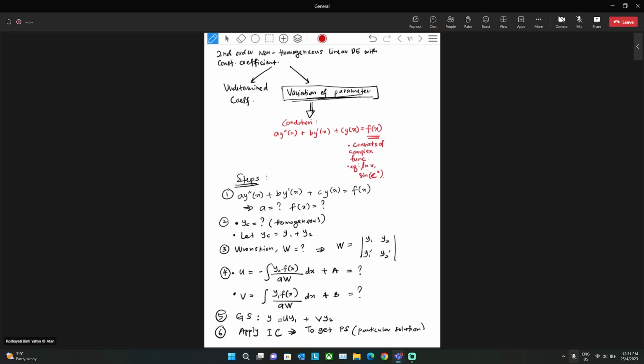So the difference here: for the variation of parameter condition, you need to know based on f(x), it must have a complex function. For the Wronskian case, in steps number 4 and 5, the difference is y2 and y1.